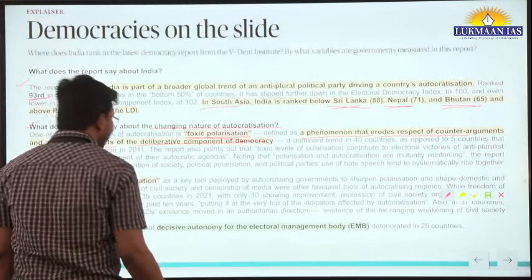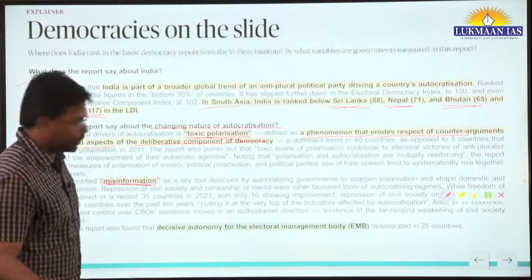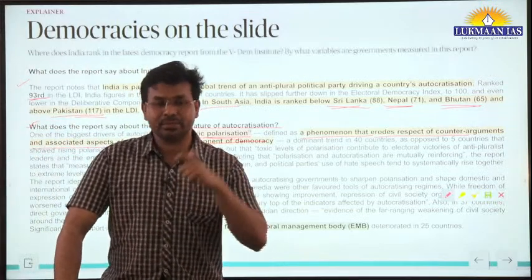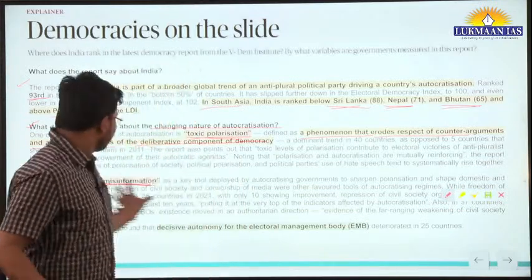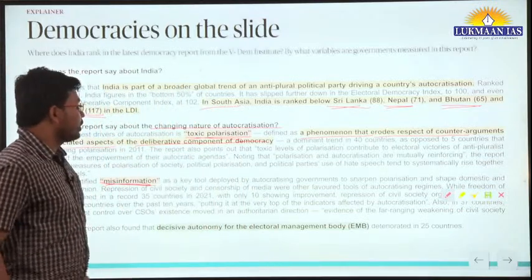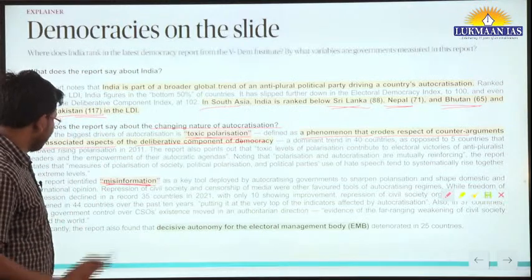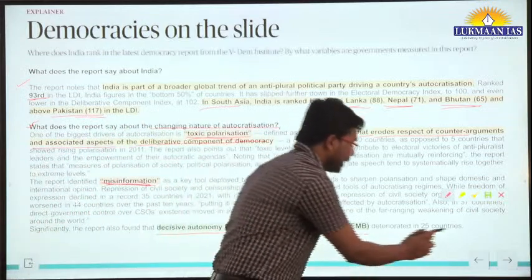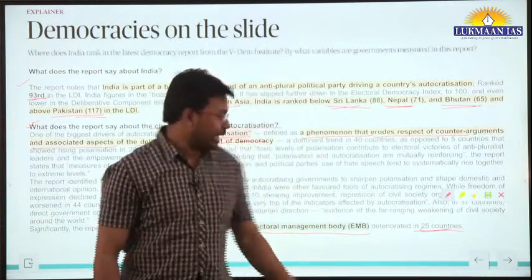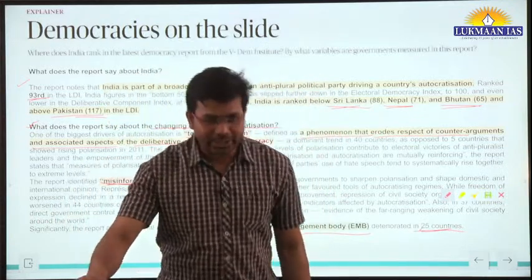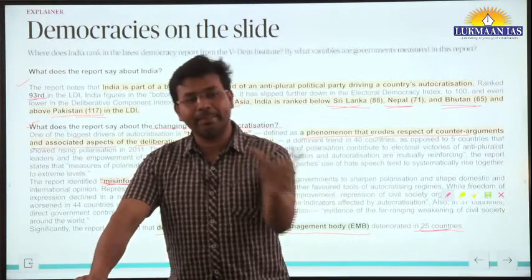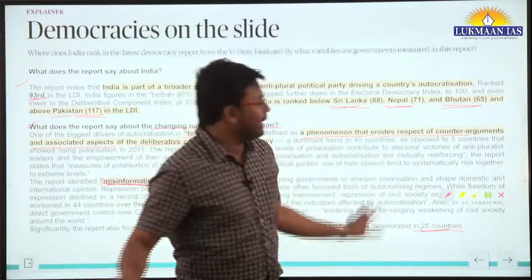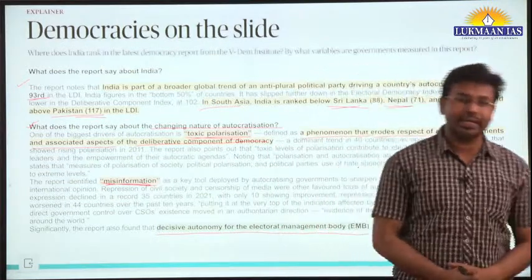Apart from this, the report also talks about misinformation as one of the key tools deployed by those countries that are converting themselves from democracy to autocracy. This particular report also found that decisional autonomy for the electoral management body deteriorated in 25 countries. The electoral management body in India is the Election Commission of India. It manages the election, oversees the election, and also regulates the election in India. Its mandate is to conduct free and fair elections in India.